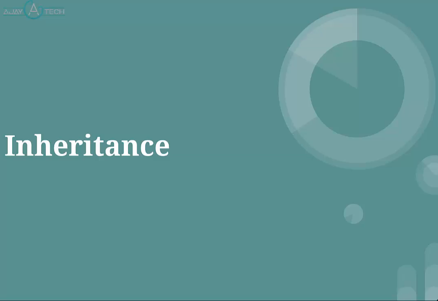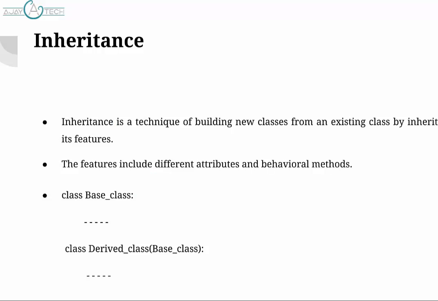In this session, we will talk about the object-oriented programming principle, inheritance. Inheritance, as the name suggests, is a process of inheriting features. Inheritance is a technique of building new classes from an existing class by inheriting its features. And the features include different attributes and methods.